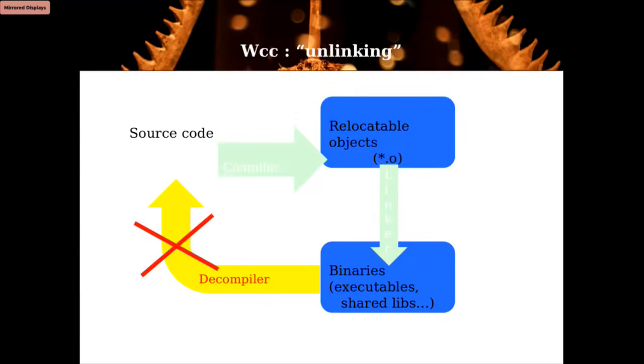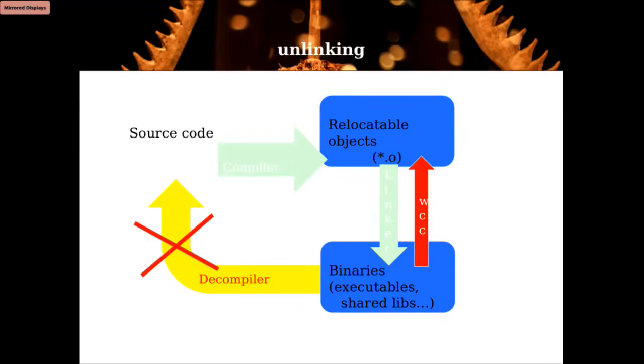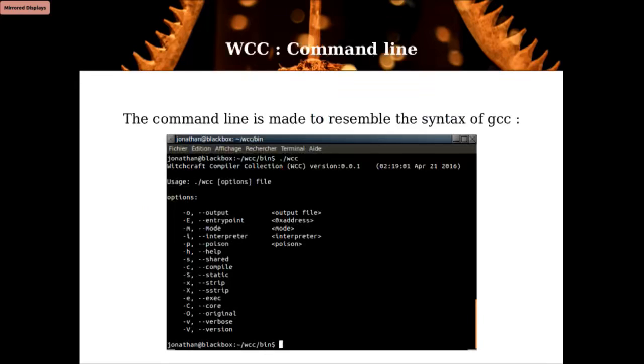So instead of doing this, I'm going to use the Witchcraft compiler collection, which takes binaries as an input and gives back relocatable objects. I call it a compiler, but it doesn't at all work like a compiler. It doesn't take source code as an input. The reason we call it this is the command line is very close to GCC. To get the same output as GCC, you give it the binary as an input instead of source code. You give it pretty much the same arguments as you would with GCC, and magically you get the same output.